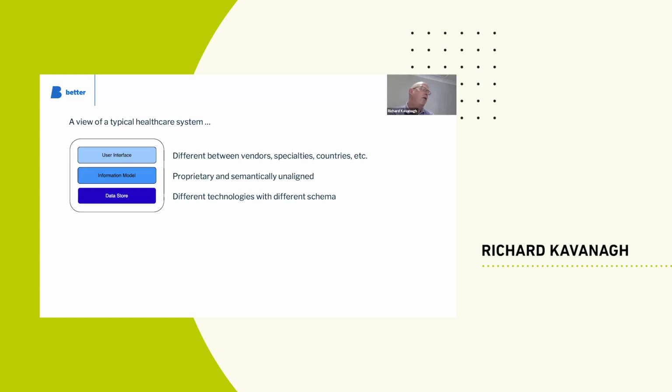But beneath each of the user interfaces and each of the systems, there's an information model. There's the data that the system is going to have. And that's where openEHR says there should be commonality. Every system shouldn't have their own way of doing it, because you'll get proprietary models and semantically unaligned models between systems. openEHR suggests that there really should be common models across clinical systems.